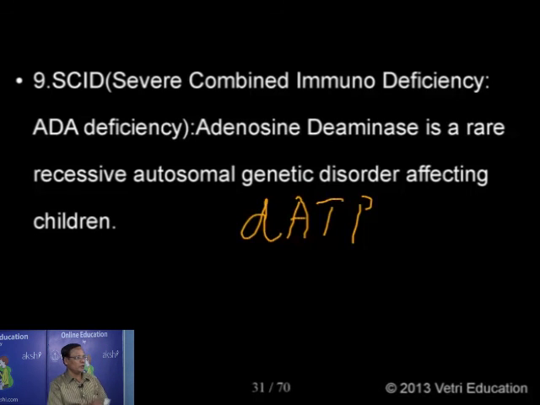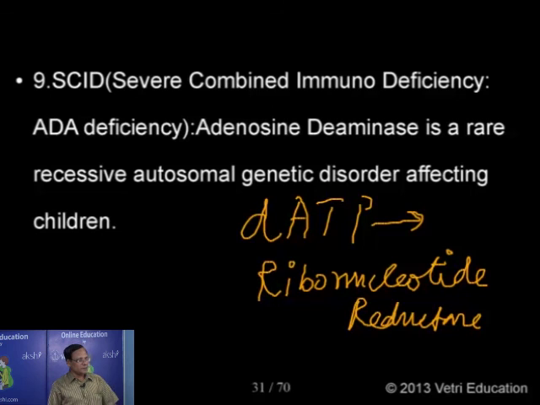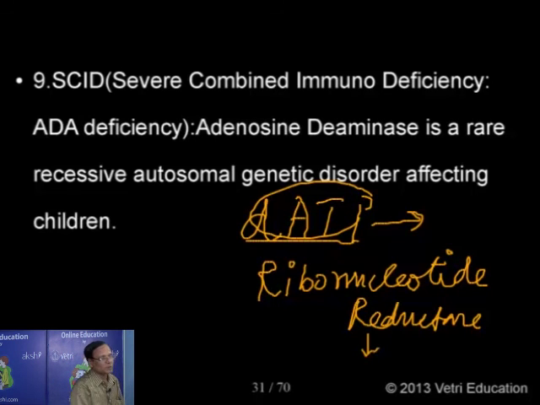deoxyadenosine triphosphate. When this one accumulates, what will happen? It reduces the activity of one enzyme, ribonucleotide reductase, and this is the enzyme responsible for the normal proliferation of lymphocytes, the cells which produce antibodies. So because of the absence of adenosine deaminase, this accumulates, and it reduces the activity of ribonucleotide reductase, which is essential for the normal proliferation of lymphocytes. As a result, there is no lymphocyte proliferation, no lymphocyte production, and the child is unable to resist infection.